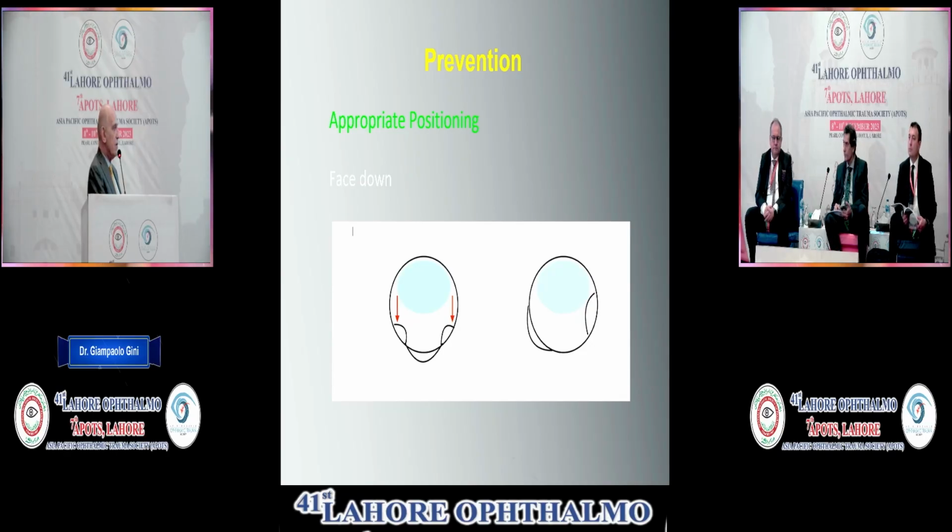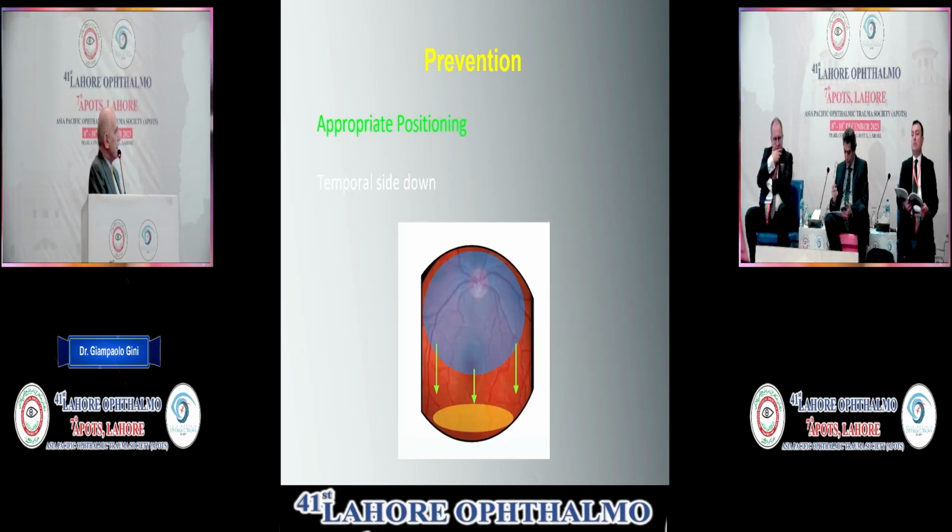Now, that is one option, but a more efficient option is probably the steamroller technique, which I think you all know. Essentially, with that, we position the patient on the temporal side of the affected eye, and by doing that, we hope to get the fluid pushed towards the periphery of the temporal side, and with a steamroller technique, then put the patient face down. That has been shown by many authors to be more effective than the simple face down positioning.